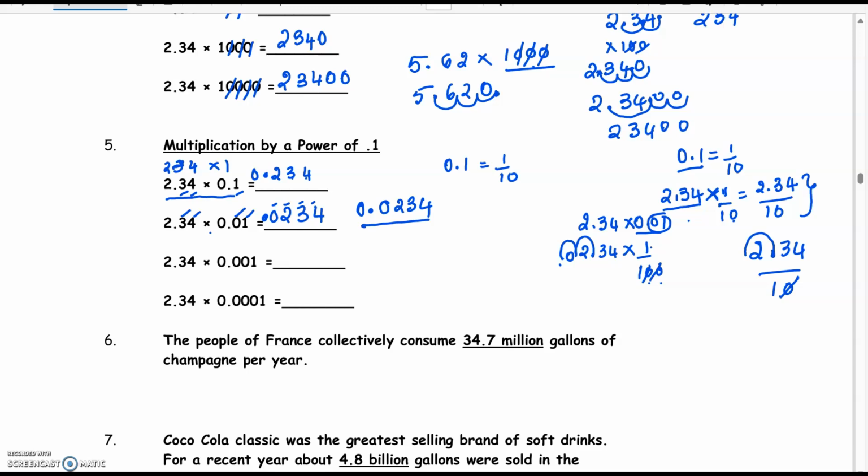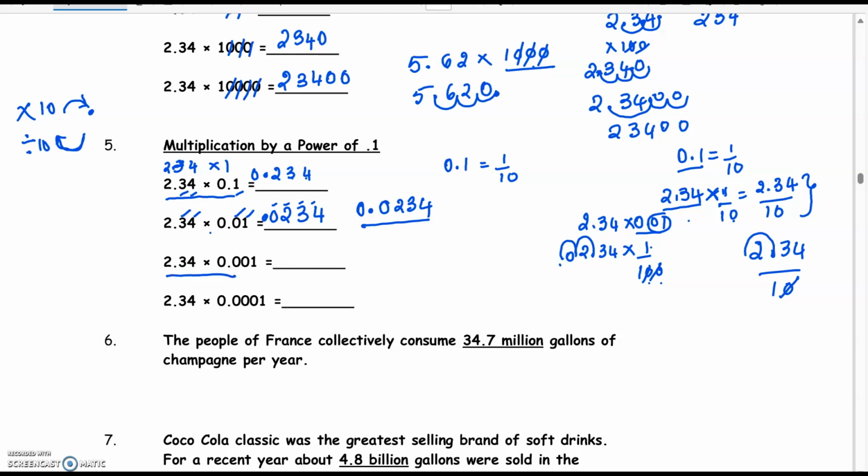It's the opposite of multiplying by 100. When you multiply, you shift to the right. When you divide by a power of 10, you shift the decimal point to the left. So multiply with 10, 1 place value to the right. Divide by a 10, 1 place value to the left. So for every 10, you go 1 place value to the left for division.